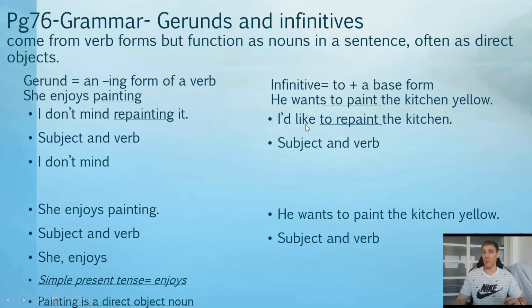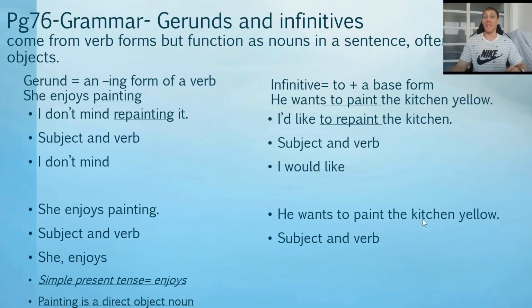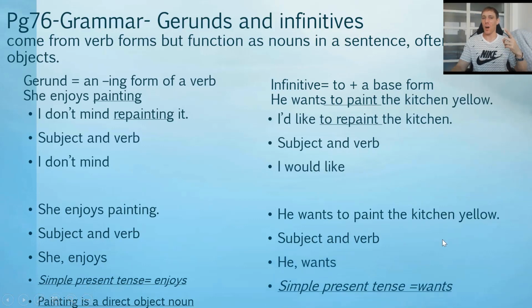So usually we have verb to verb. This is the infinitive form. So subject, I. Verb, would like. And then to repaint is the infinitive. He wants to paint the kitchen yellow. Subject, he. Verb, wants. So the simple present tense of want, but he wants. So remember, I want, he wants. And then you can see to paint. So in this case, it's easy to follow how to make it. Page 76 has a box with them all in. Remember the box, right?